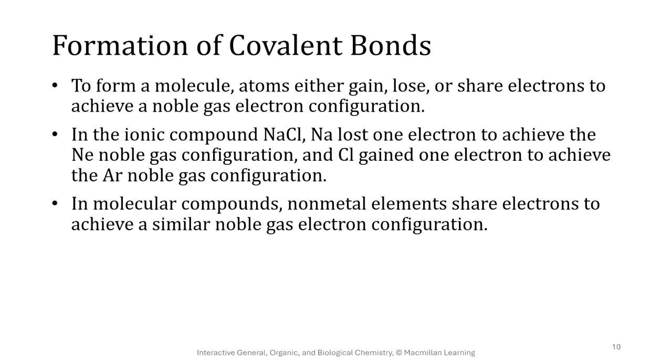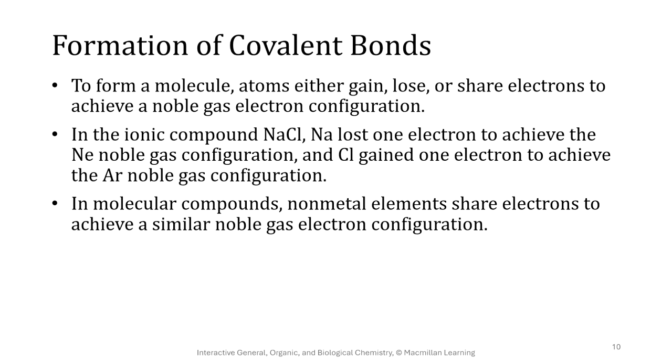Now, when we form a covalent bond, typically a molecule will gain, lose, or share electrons to achieve that noble gas electron configuration. Now for ionic compounds, we talked about this in basic chemistry. For example, sodium chloride: sodium would lose 1 electron, because everybody in group 1 would lose 1 electron to achieve the nearest noble gas configuration. And then the chlorine would pick that electron up and form chloride. That's why we would call it sodium chloride.